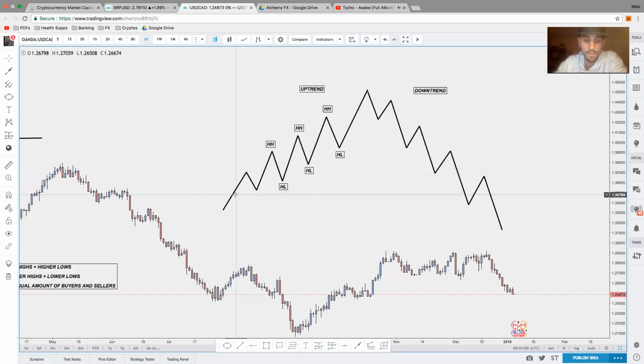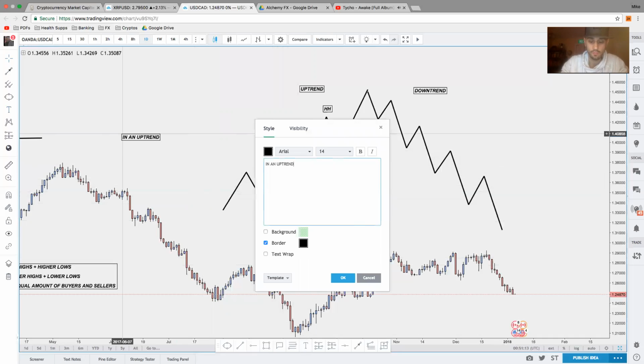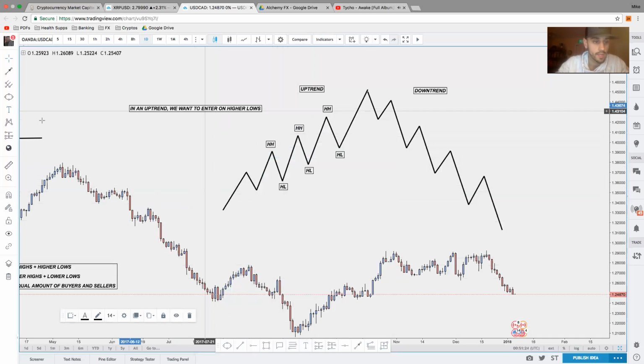So logically, right, where's the best area to enter in the market? We want to enter on higher lows. That's the name of the game. So let's write this down. In an uptrend, we want to enter on higher lows, okay? We want to enter on higher lows just so we get the most risk reward possible, the greatest probability of gaining the most amount of pips, the most amount of money.